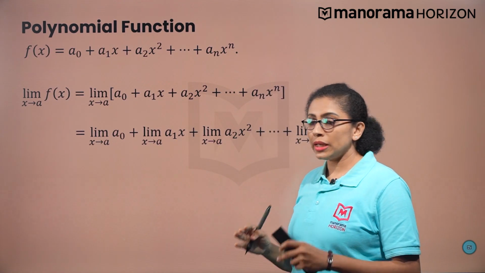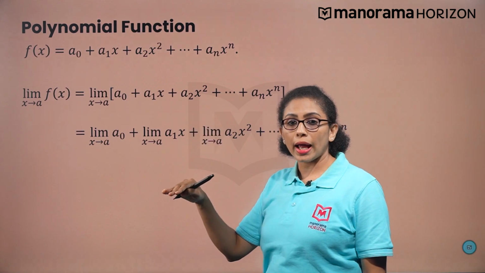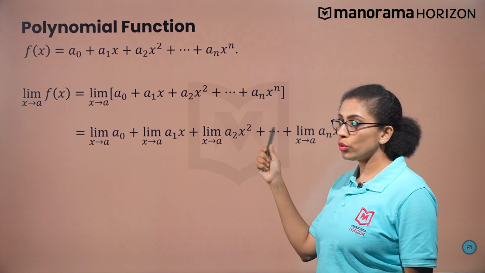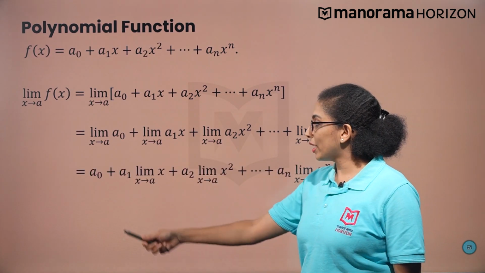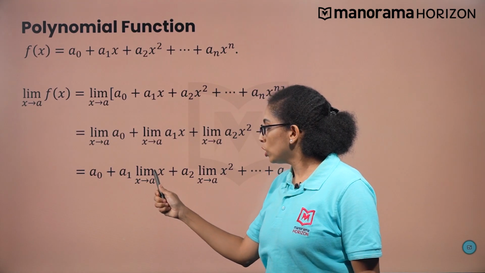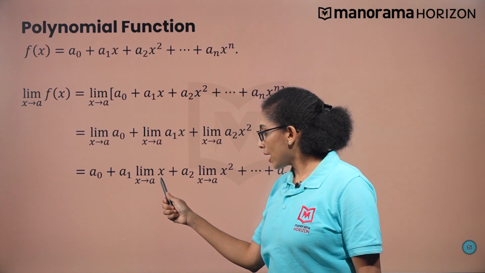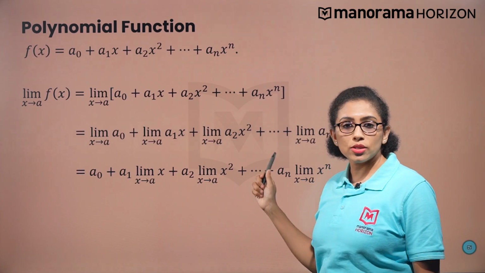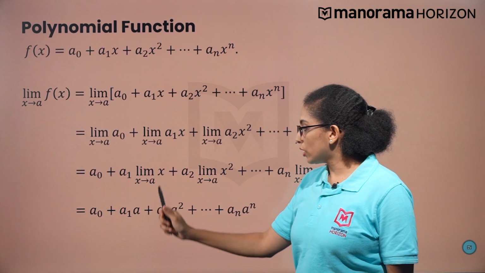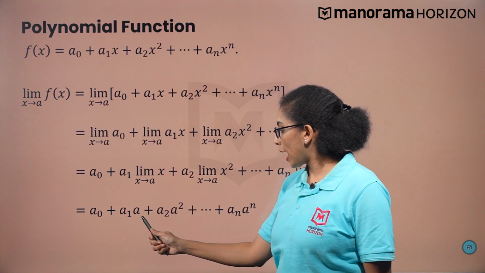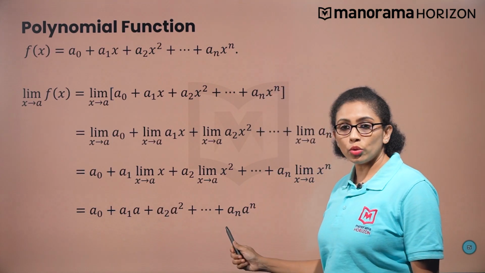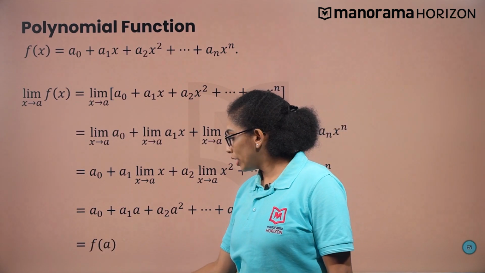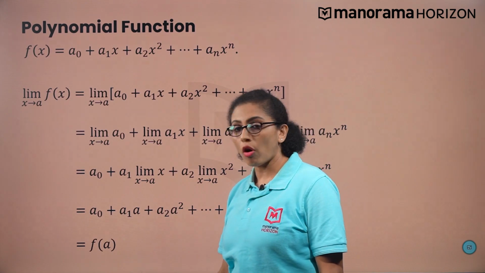So, within this limit, again we have to apply the limit of the product of functions, because here we have a1 into x, a2 into x square. So, after applying, we get a0 plus a1 into limit x tends to a of x plus a2 into limit x tends to a of x square, and so on. Now, what is the result over here? a0 plus a1 into a plus a2 into a square up to an into a raised to n. On final rearranging, we get this final result as f of a.